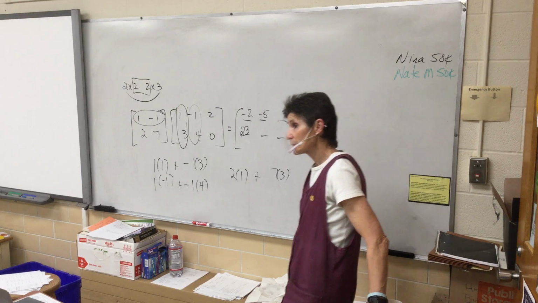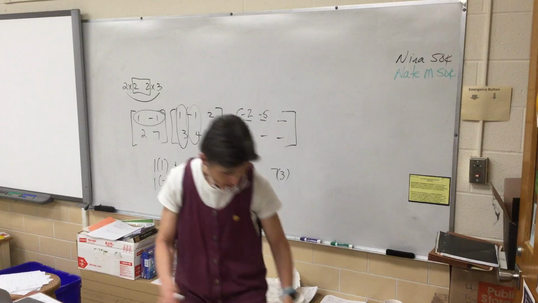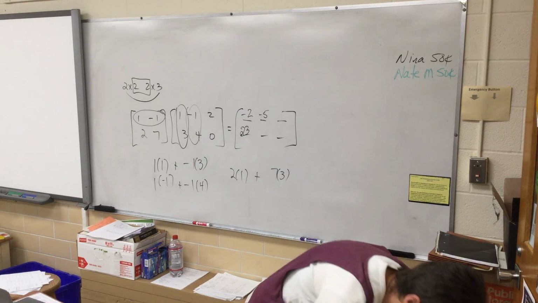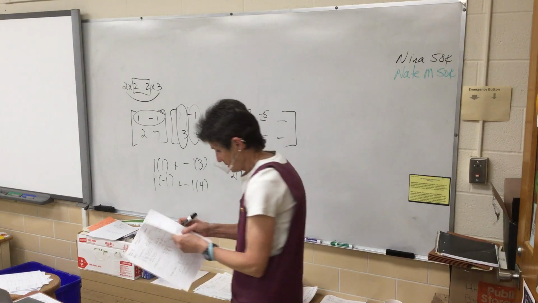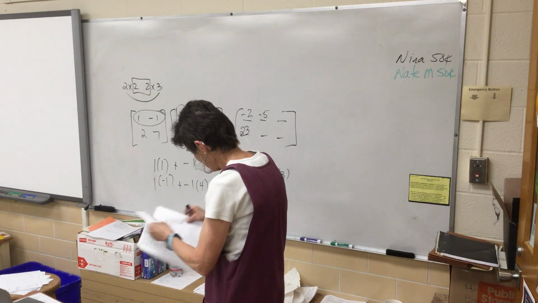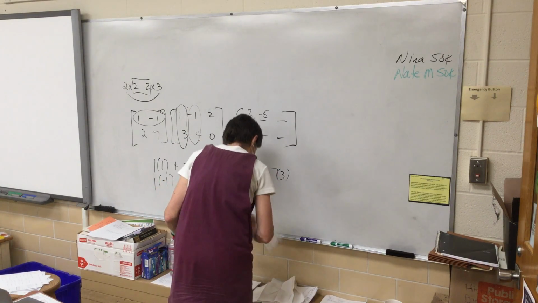Oscar? Can you do number 2 on the 7-4 homework? 7-4 homework. Number 2. All right, so we're finding the partial fractions.